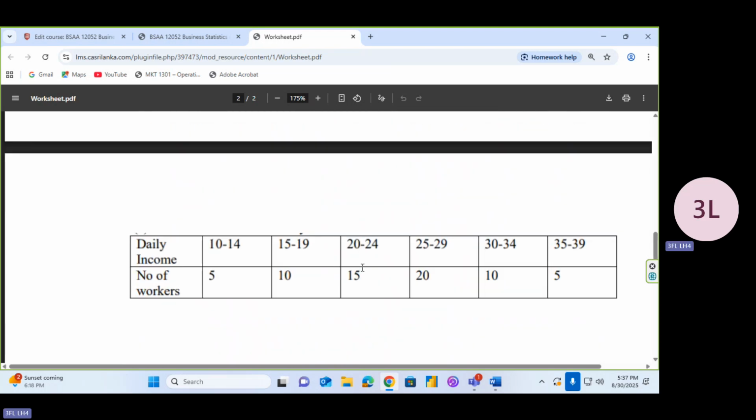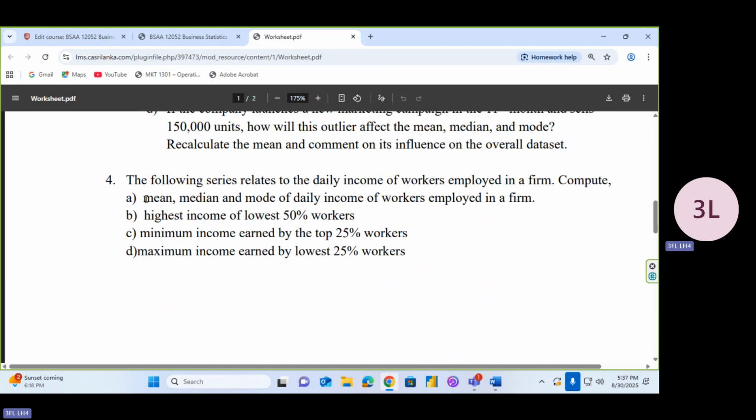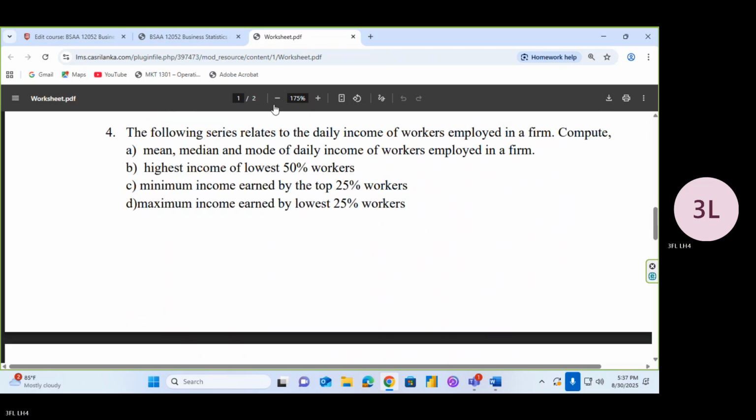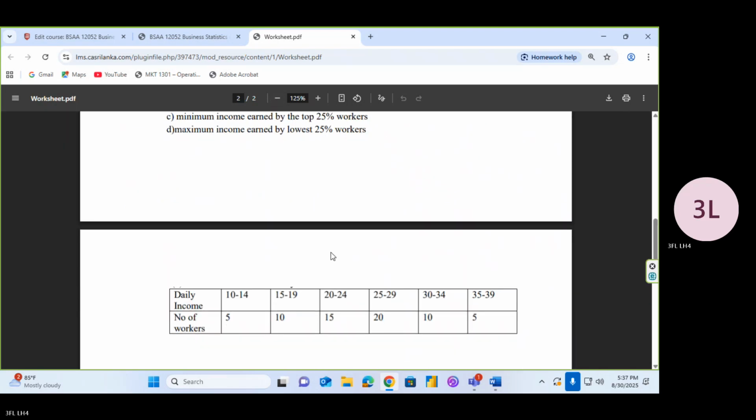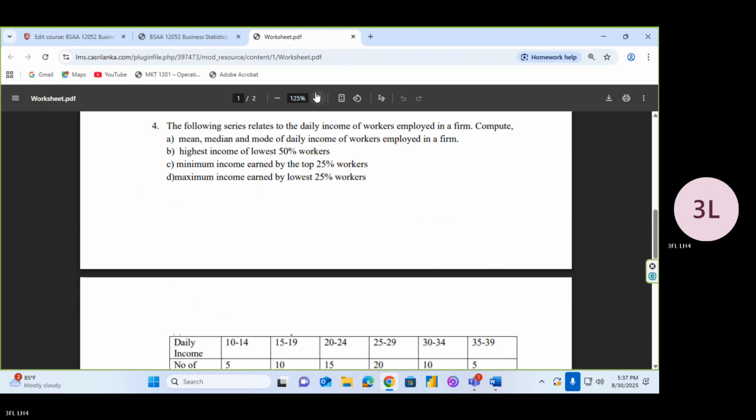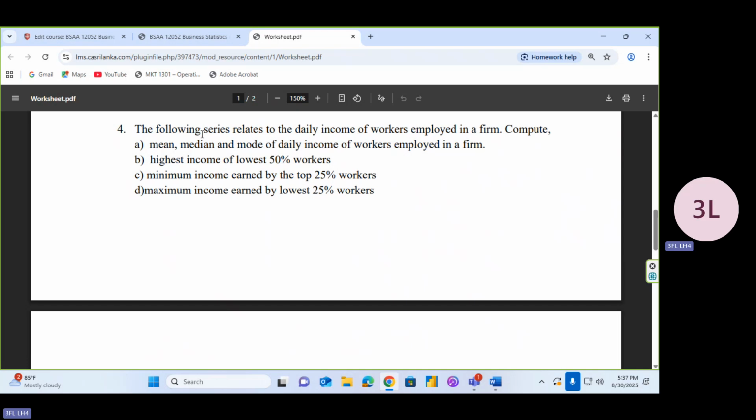Then here a data set is there. Here you write the answer for part A. Only part A. Okay. Then tell me, in part A you calculate the mean, median, mode. Then the next one is the highest income of the lowest 50% of workers. How do we find the answer? Part B asks the highest income level of the lowest 50% of workers. That is the answer.